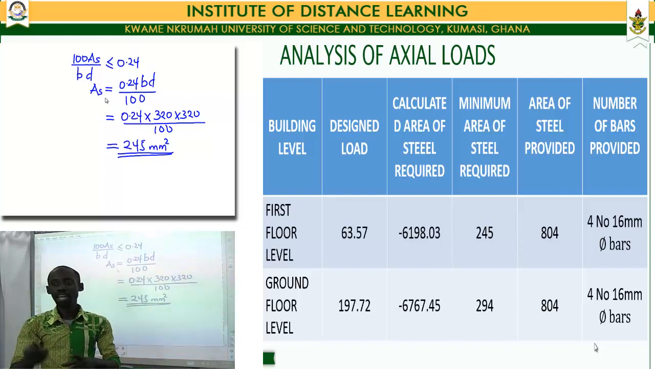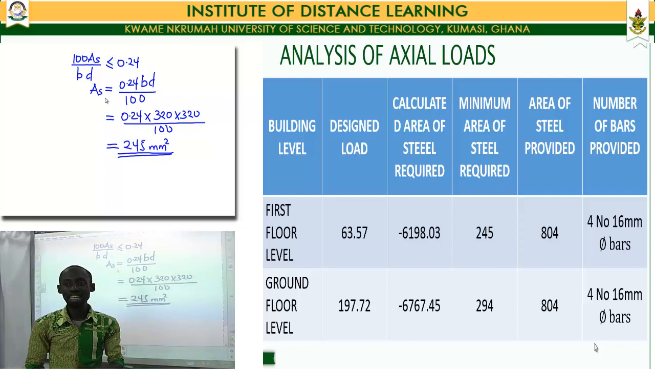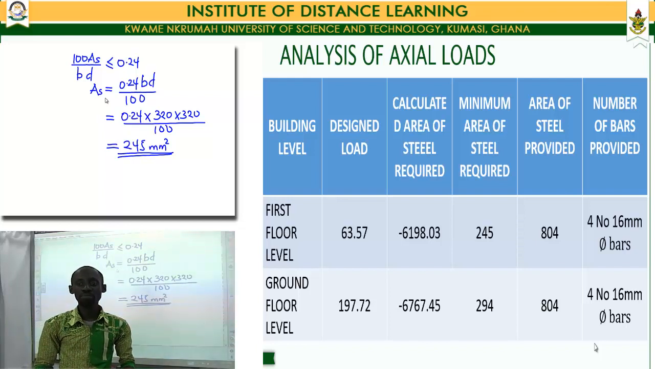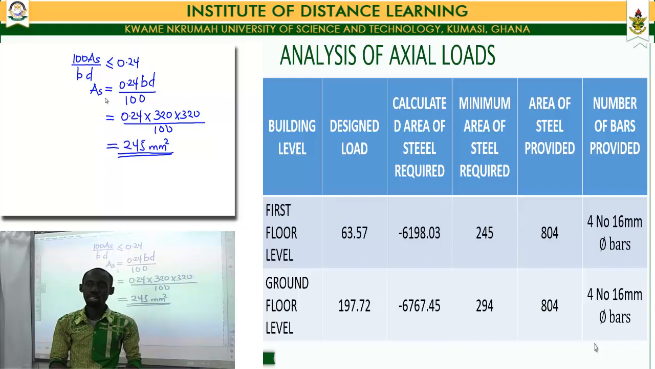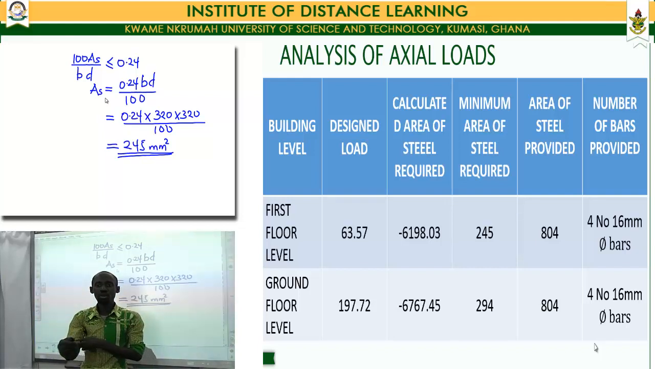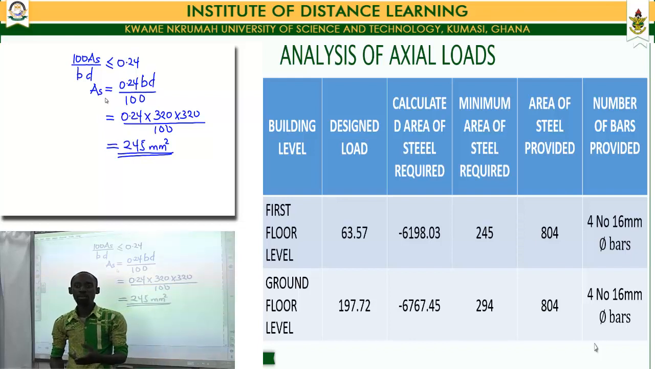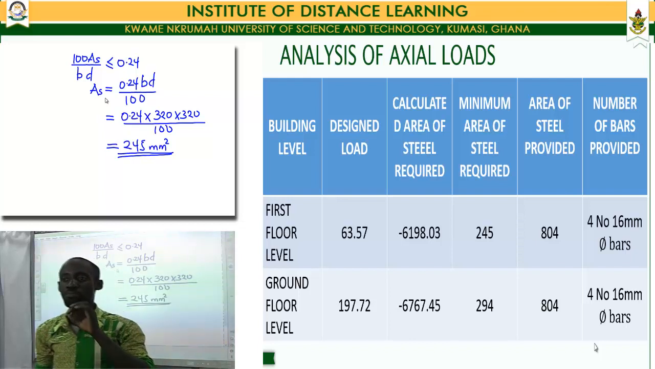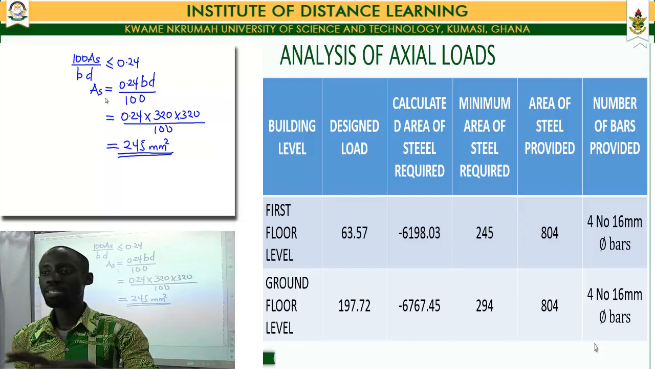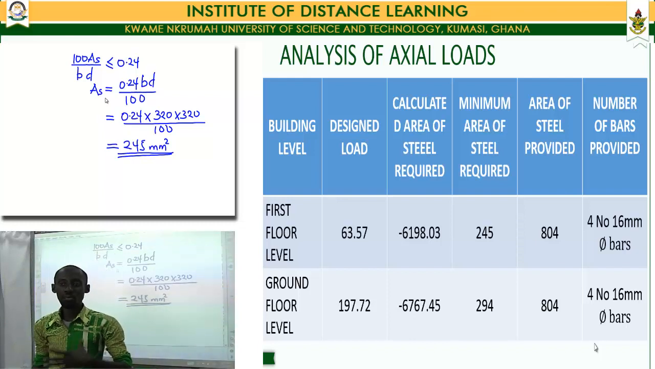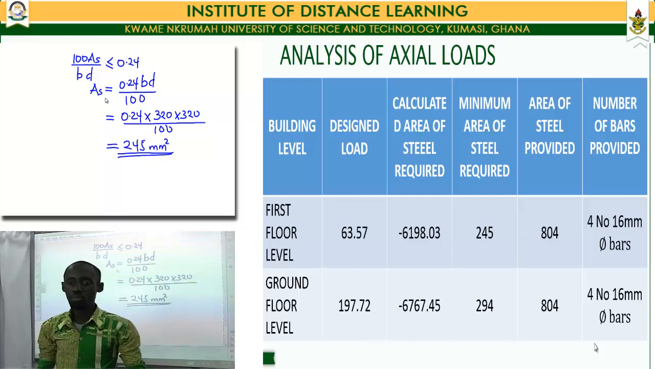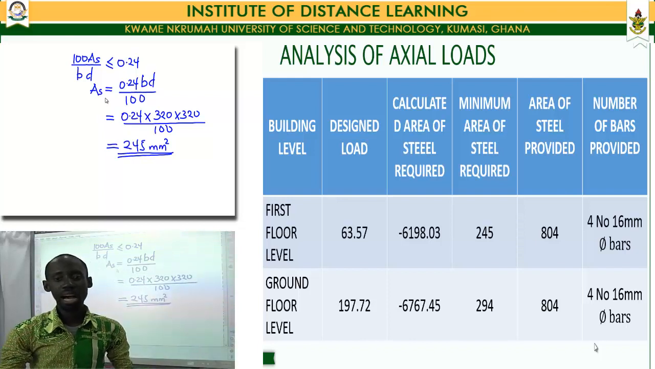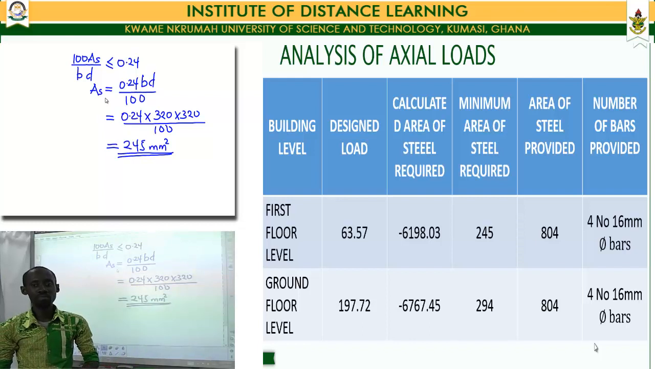So we move ahead and provide 4 number 16 mm diameter bars, which will give us an area of reinforcement of how much? 804 millimeter squared. So even though we are providing a minimum area of steel reinforcement, because we are using 4 16 mm diameter bars, the area of reinforcement provided into the section now becomes 804 millimeter squared. Now, having finished with that one, we move on to the ground floor level.